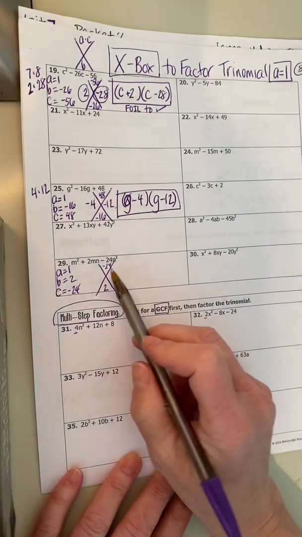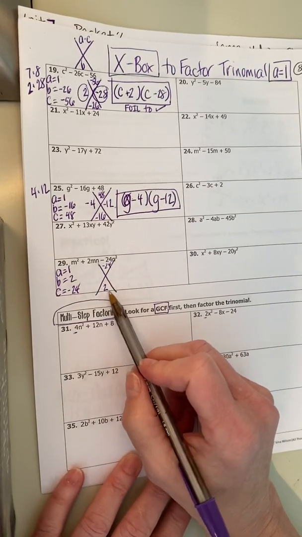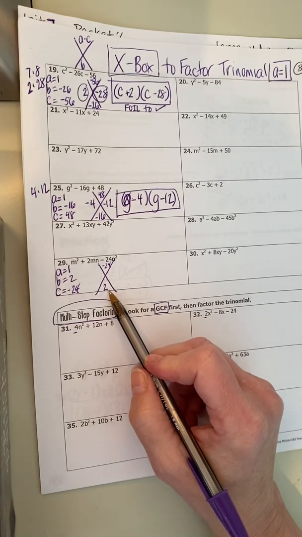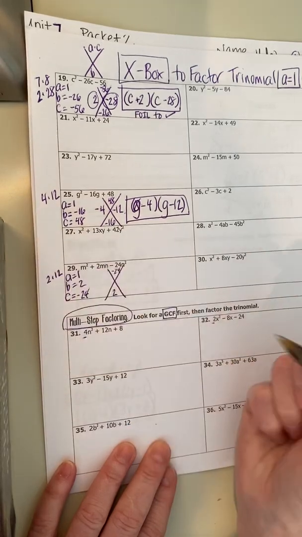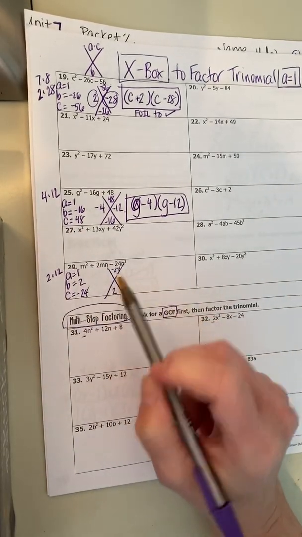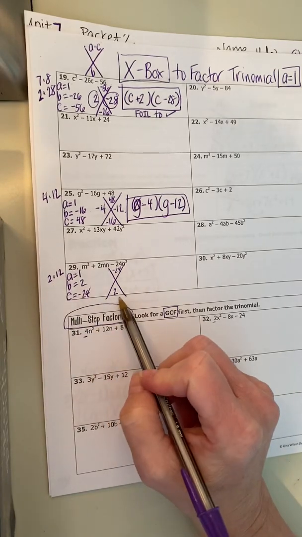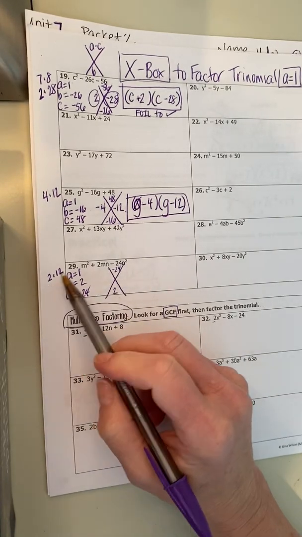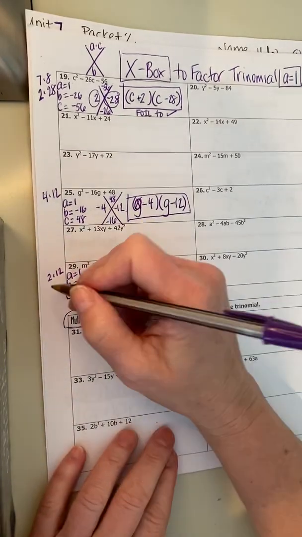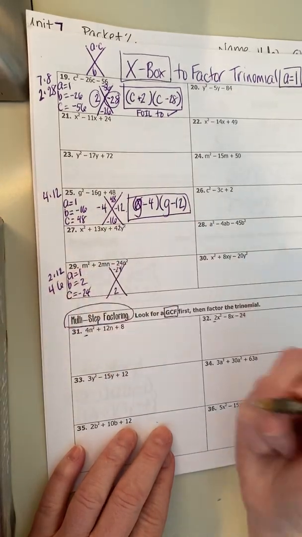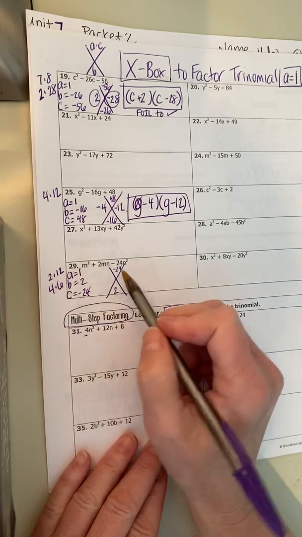I'm trying to think of factors of 24 that are going to have, because this is negative, I really want them to have a difference of 2. For example, 2 times 12 does equal 24. If I make one of them negative, it's still not going to give me a sum of positive 2. So I really want the difference between those two numbers to be 2. The two numbers that will work are 4 and 6, because the difference between 4 and 6 is 2, but their product is 24.